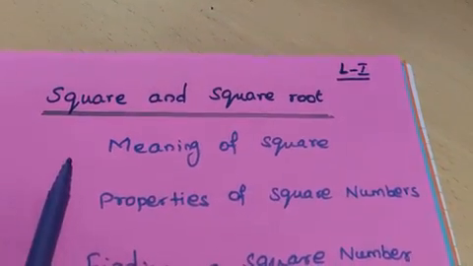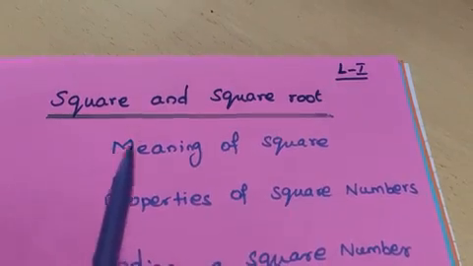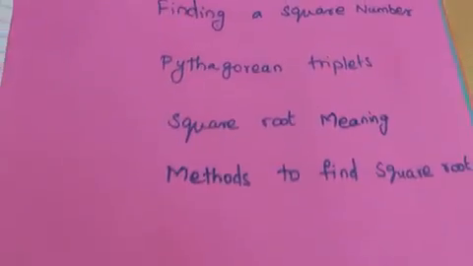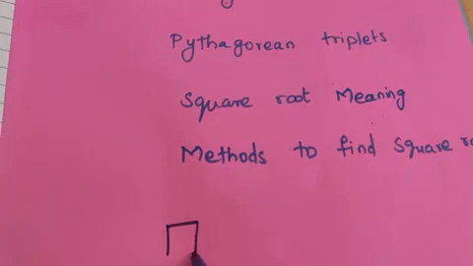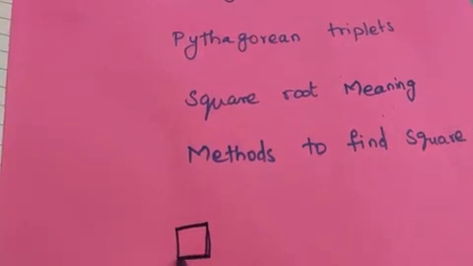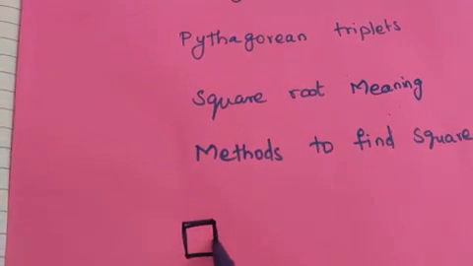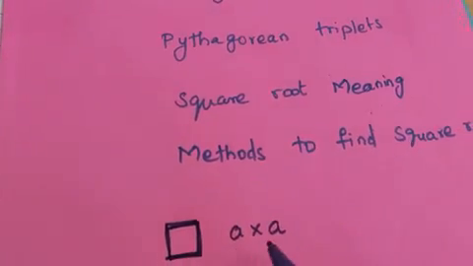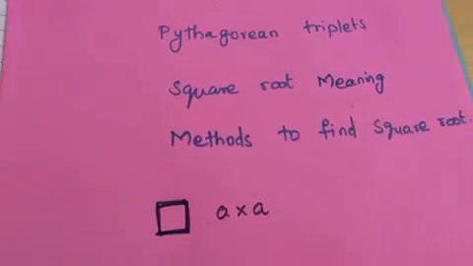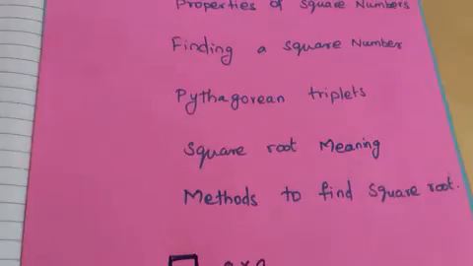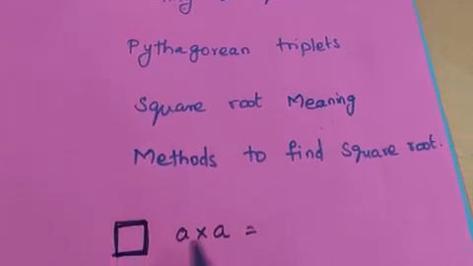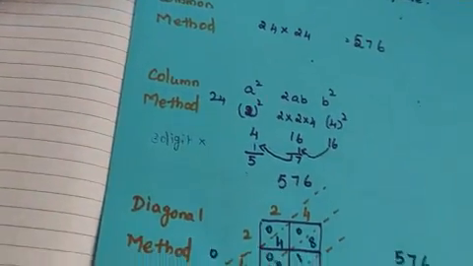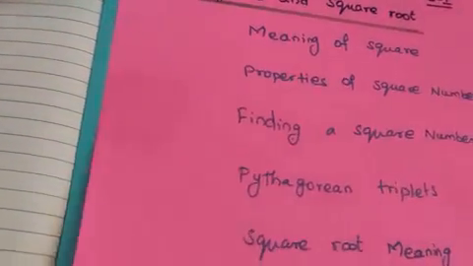First thing, you should know what is the meaning of square. Square is nothing but, if you take a square, you know that all the sides are equal. So if you want to find the area of this square, what will you do? You know that it is side multiplied by side, right? So we write side multiplied by side is the area of the square. So square means nothing but a multiplied by a, that is a squared. So what is its meaning? That we will see now.